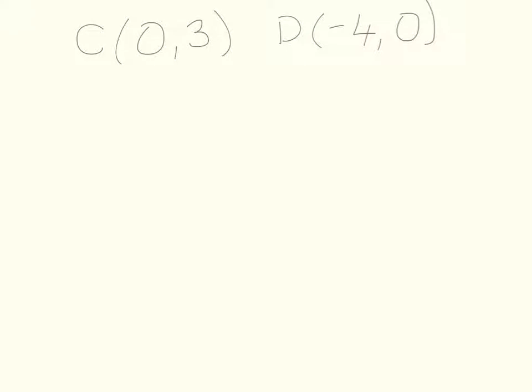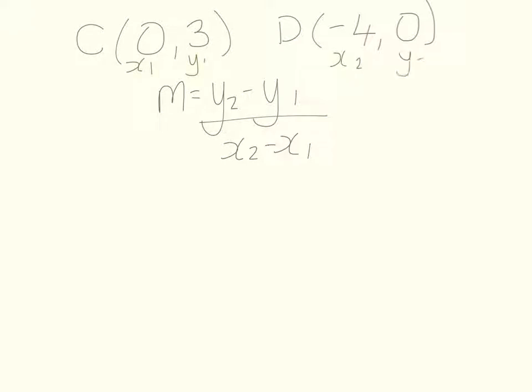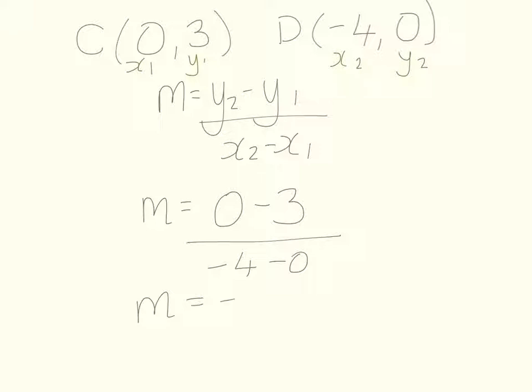Okay, here we've been asked to calculate the gradient of the line CD. So first thing you do is you need to write down your gradient formula. M equals y2 take away y1 over x2 take away x1. Difference of the y values and the difference of the x values. So we need to label our points, our first x coordinate, our first y coordinate, second x coordinate, second y coordinate. We're now going to substitute these values into our formula. So it's going to be 0 take away 3 over minus 4 subtract 0. And my gradient is going to be minus 3 over minus 4.